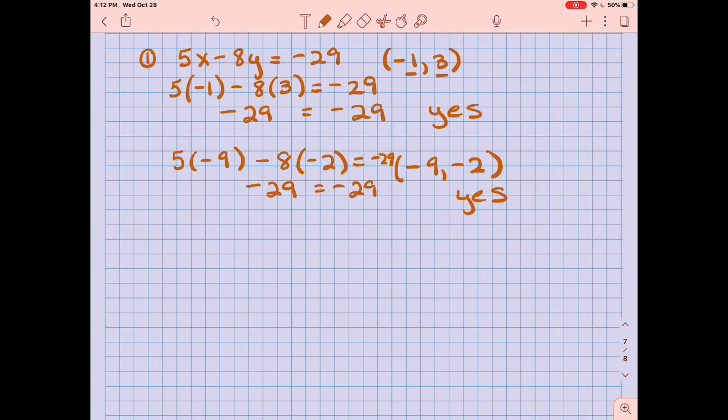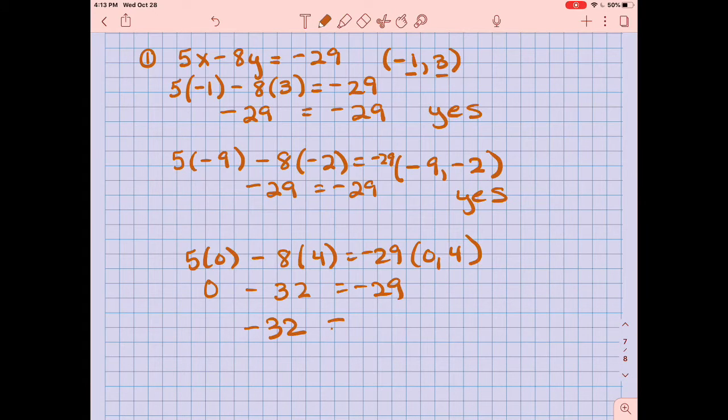And then I have 0 and 4. And so I'm going to plug that in. 5 times 0 minus 8 times 4 equals -29. So this is 0 minus 32 equals -29. -32 does not equal -29, so I'm going to say no, that's not a solution. Okay, I'm not going to finish that out for time, but that's the gist of that.